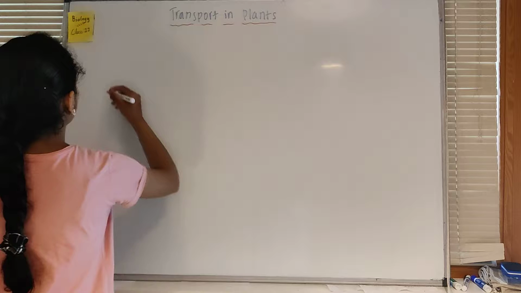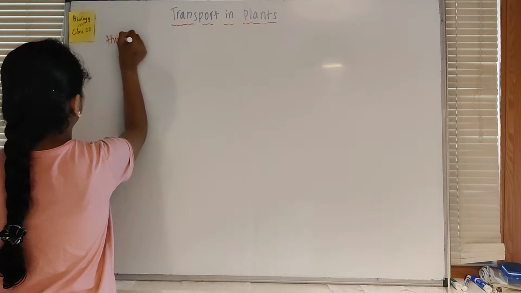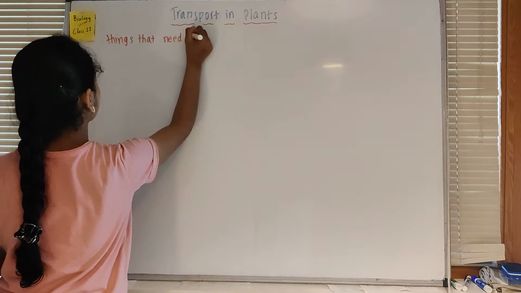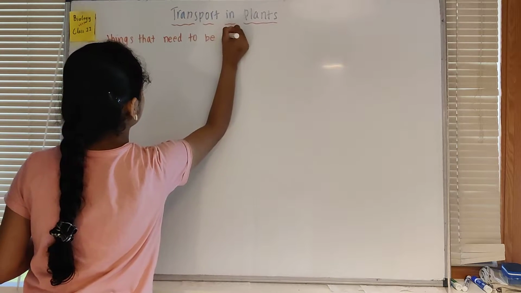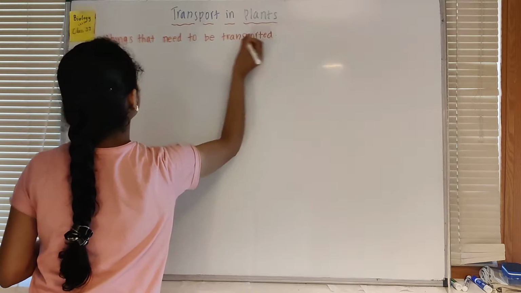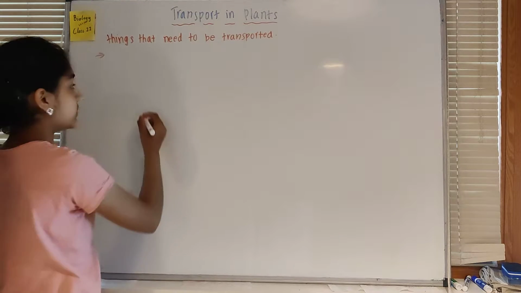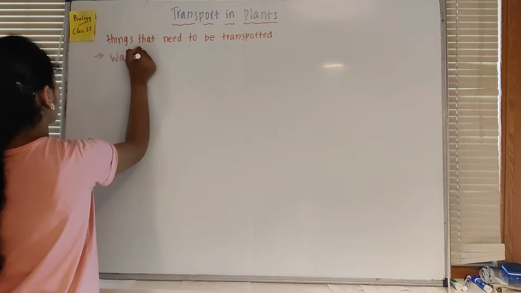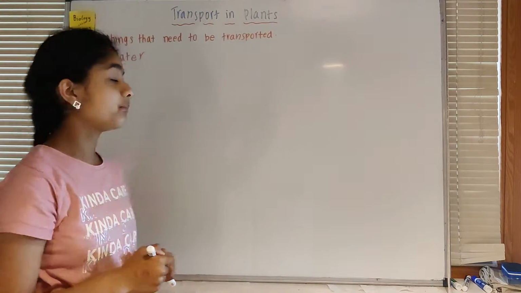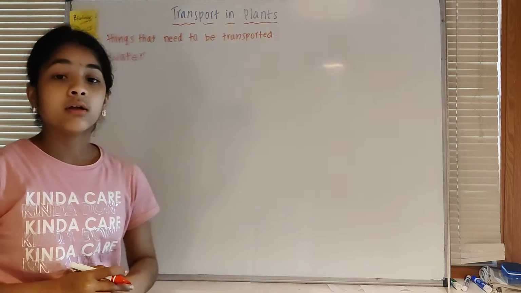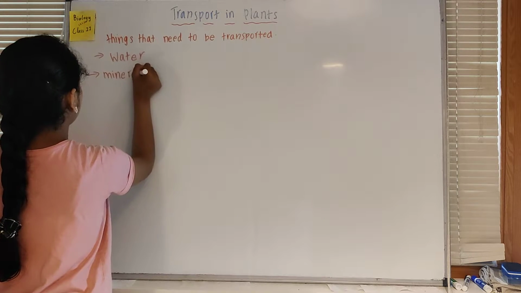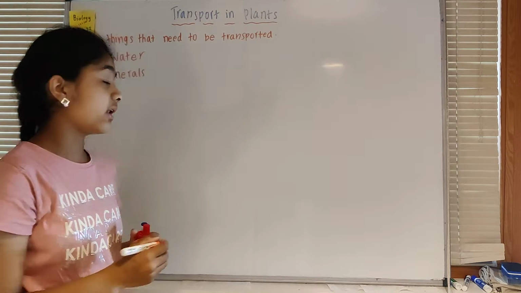So first let's learn about the things that need to be transported. We have the first one, which is water. Water needs to be transported to different parts of the plant as well. The next thing is minerals, water, minerals, as well as food.